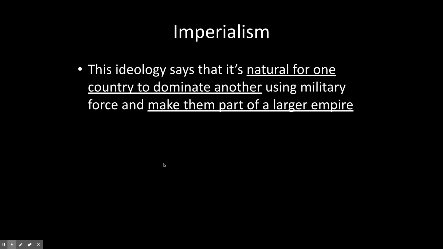And the idea was prevalent that this was natural. This was the white man's burden: to go around the world and conquer and civilize native peoples, take their things, process them in factories, and sell them back to help them modernize.